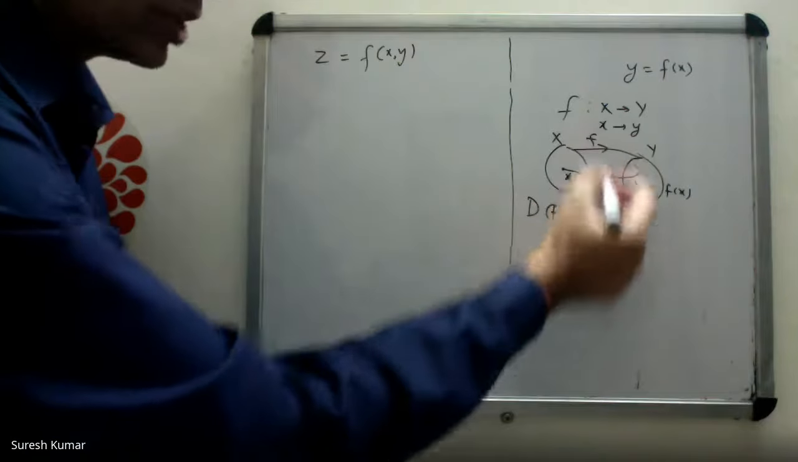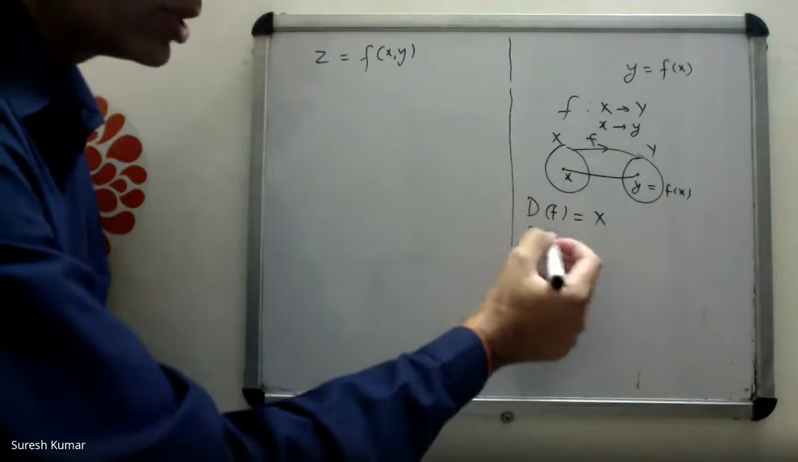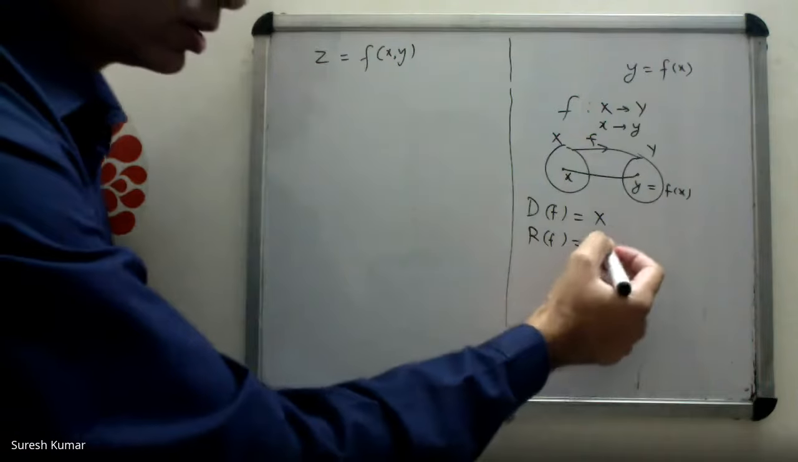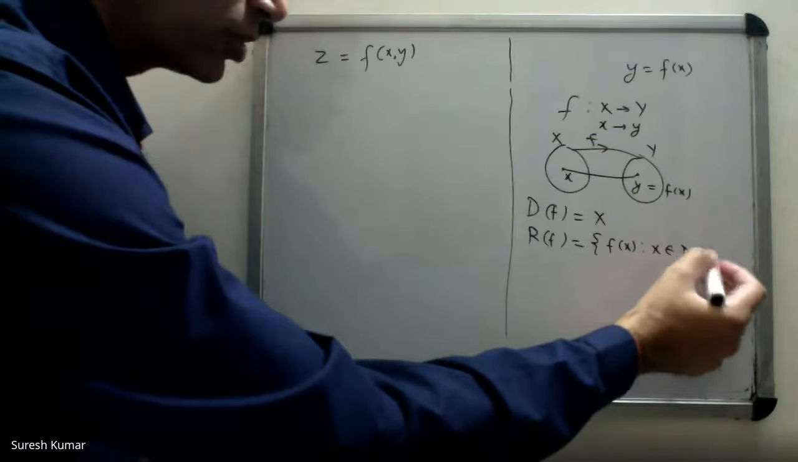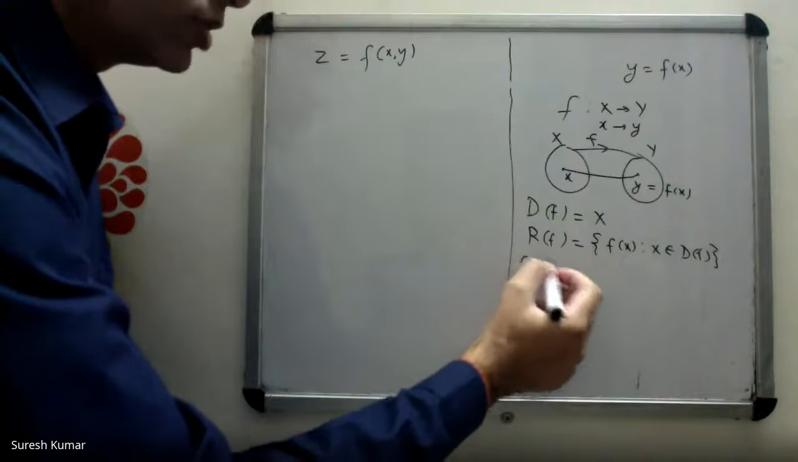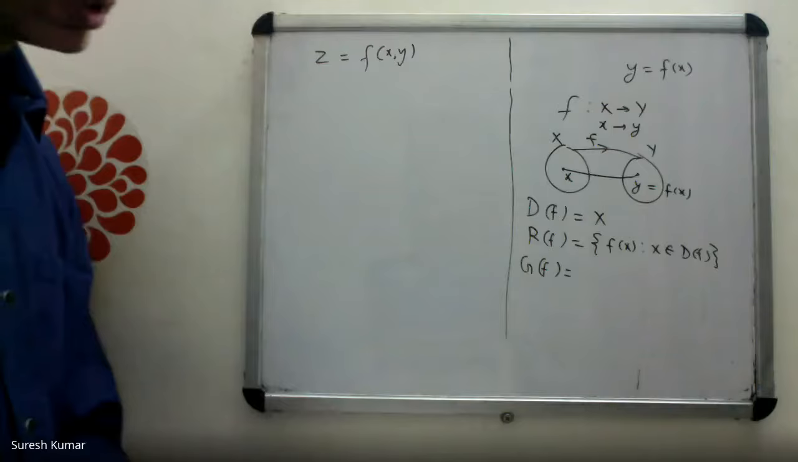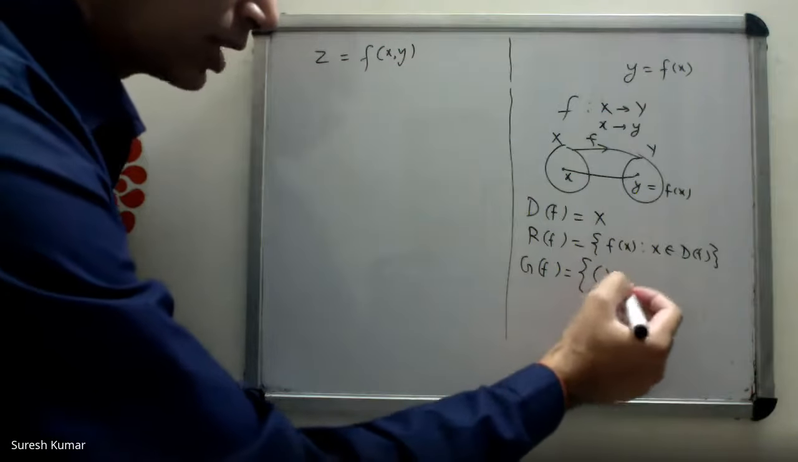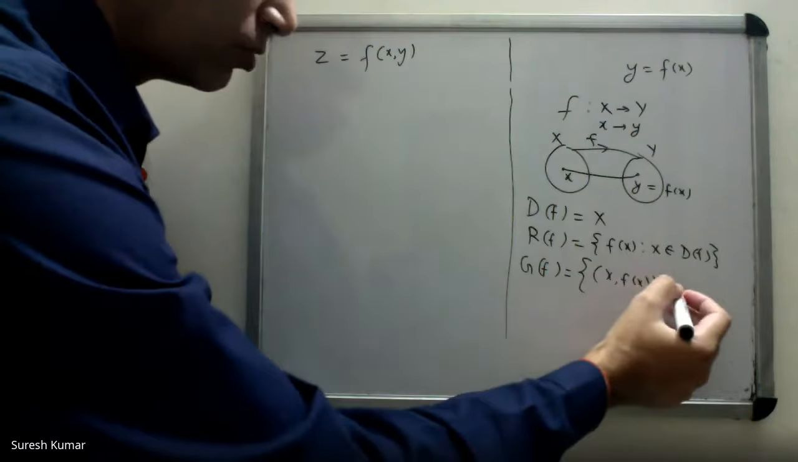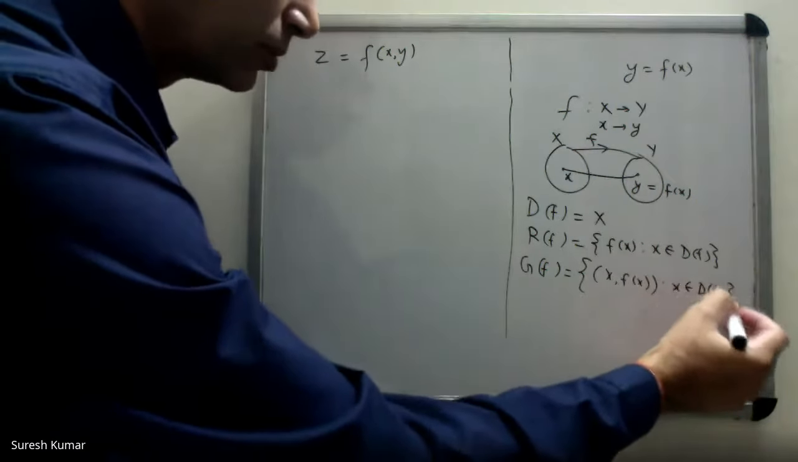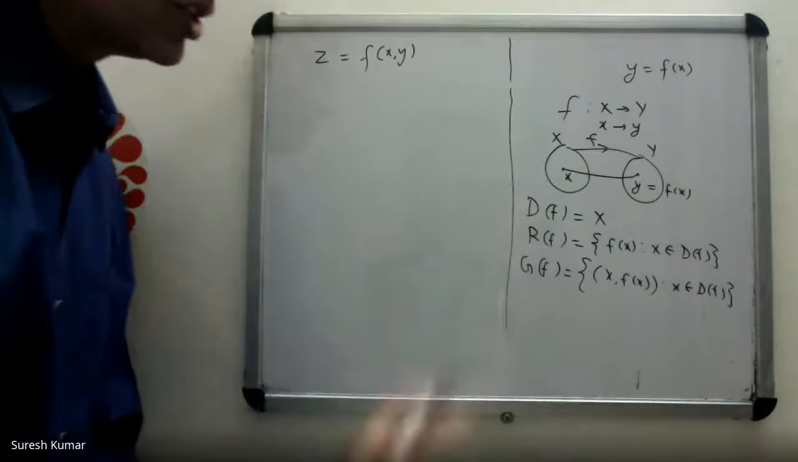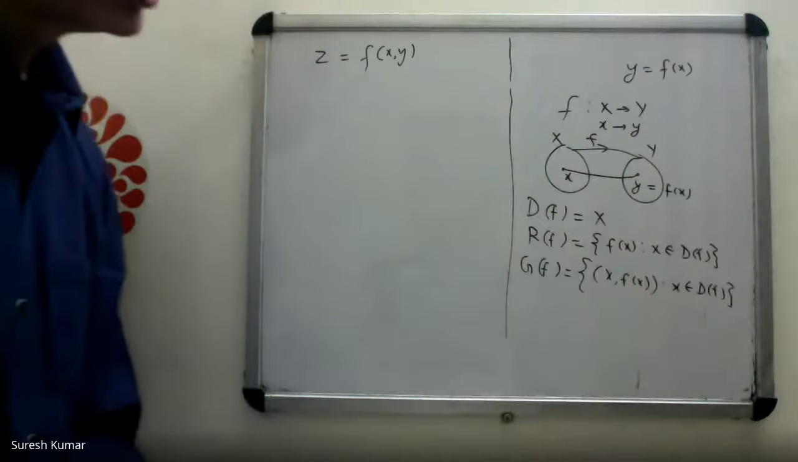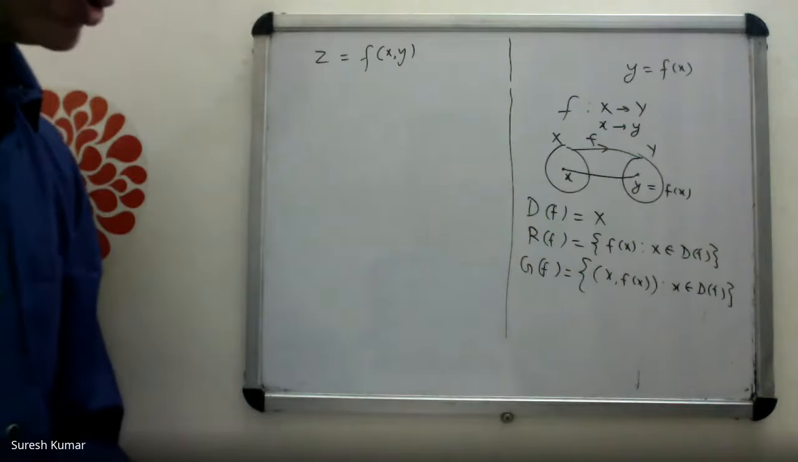So what is the domain of the function f? Capital X. Range of the function f: the collection of all f(x) where x belongs to the domain of the function. And one more thing we define that is useful, the graph of the function f(x). Graph means the collection of the points (x, f(x)) where x belongs to the domain of the function. So domain, range and graph. And you can plot the graph in the xy plane, meaning you can represent this set geometrically in the xy plane. So you know these things already.